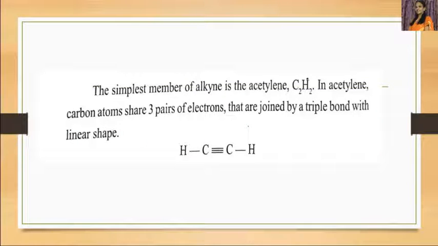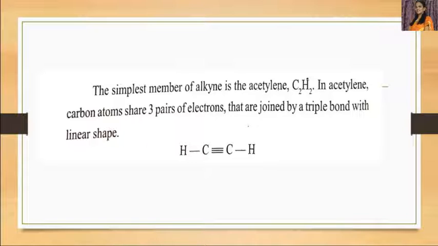The simplest member of alkyne is acetylene. The general formula we have already discussed, CnH2n minus 2. Where n is equal to 2, we get C2H2. This is the starting member, or the first member, of the alkyne series. This is called acetylene. In acetylene, carbon atoms share three pairs of electrons, thus a triple bond is formed between the two carbon atoms.